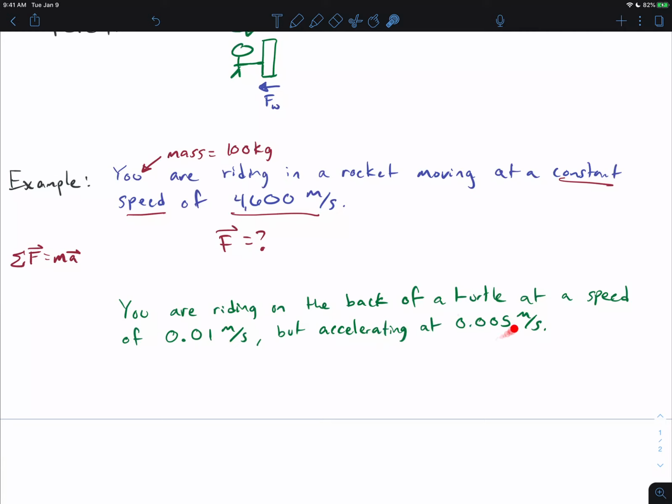It's accelerating at half, let me go ahead and put this on here. I missed this. This is half a centimeter every second squared. Okay, so 0.005 meters per second squared. So it does have some acceleration, but it's moving incredibly slowly. So here, could you calculate? You have the same mass. So we'll say also mass equals 100 kilograms. Okay, can you calculate how much force you will feel on the back of this turtle? Okay, so go ahead and try these out, these two scenarios, and then we will continue these together.